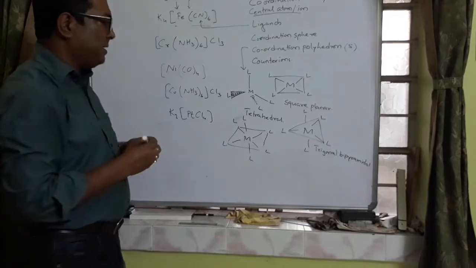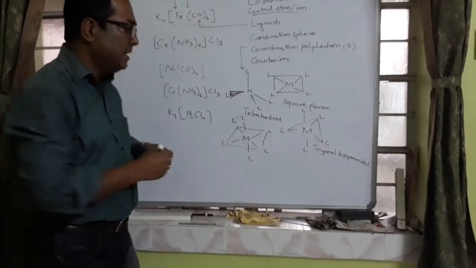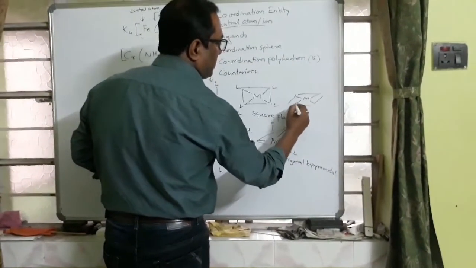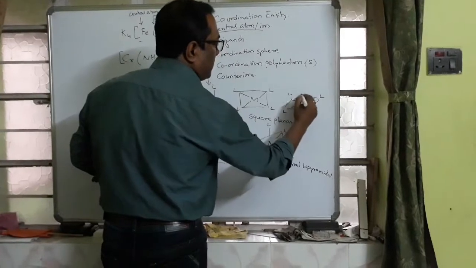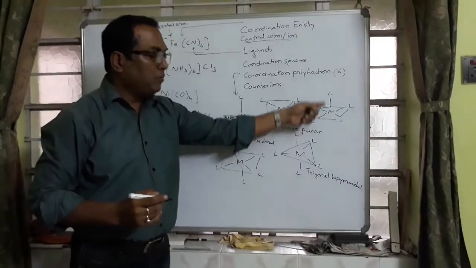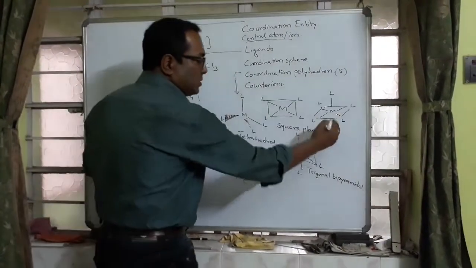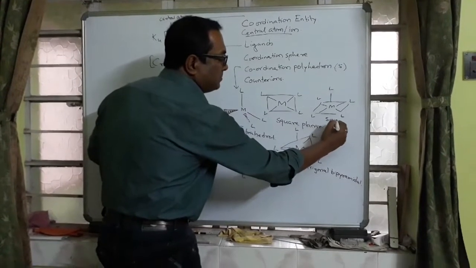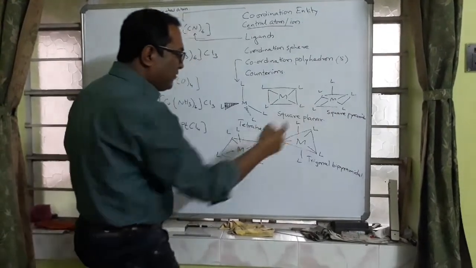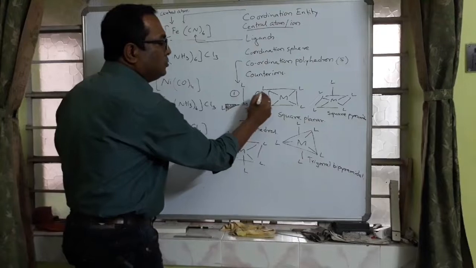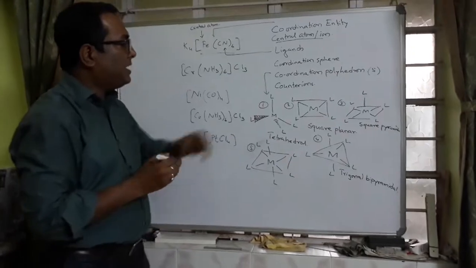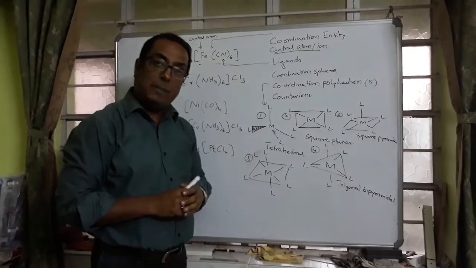So these are the different shapes that we use. There is one more shape I would show you here: a square planar with an axis. So it is a pyramidal, a square pyramidal. So these are the different shapes, shape number 1, 2, 3, 4 and 5. So these are the 5 polyhedrons that we can see in the coordination complexes.